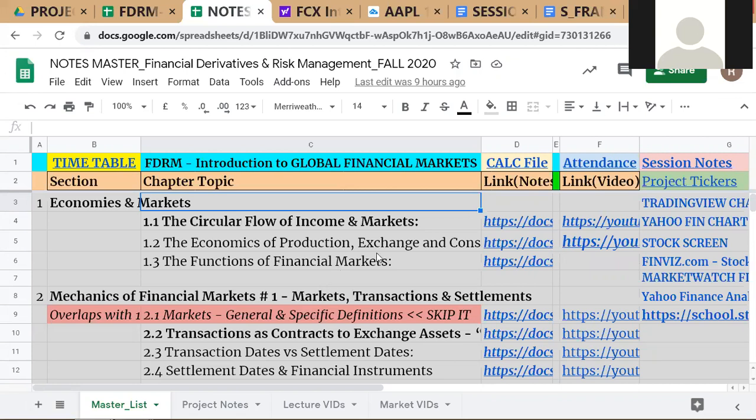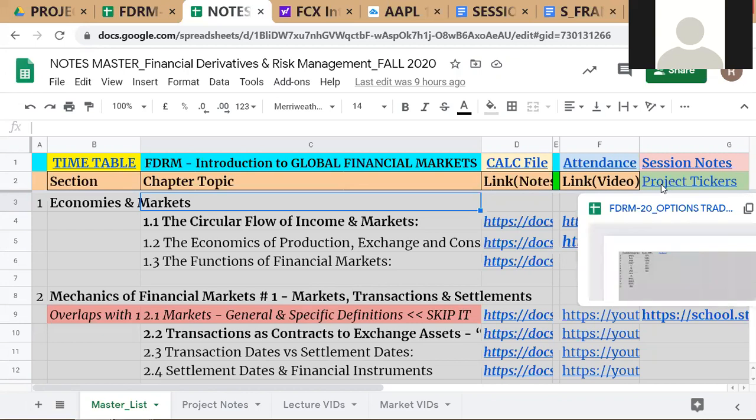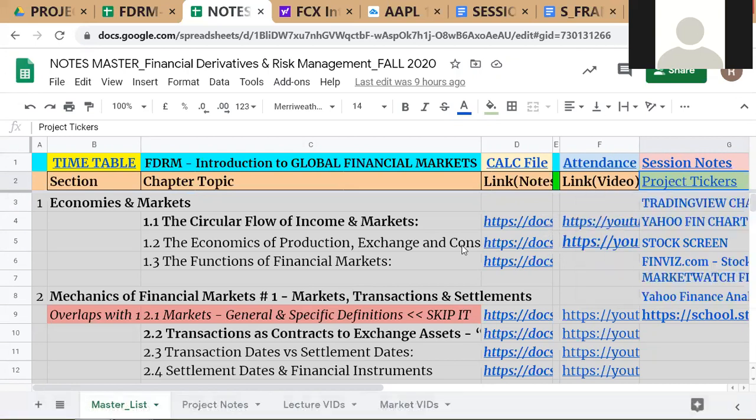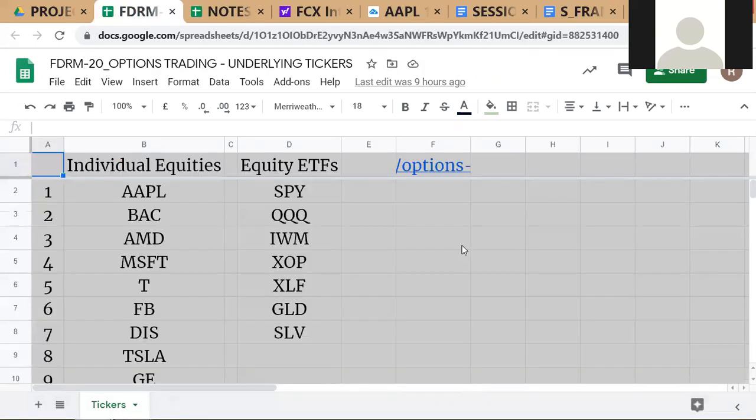You'll notice that I'm putting an additional hyperlink. This was not hyperlinked earlier, project tickers. This is now hyperlinked. It's linking to this file, which is here. Okay, we'll be talking about this.